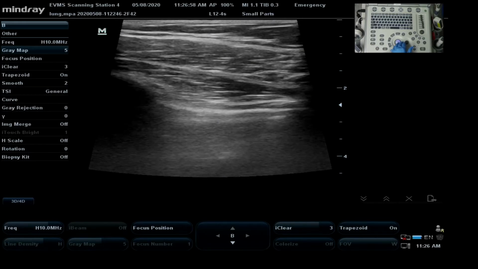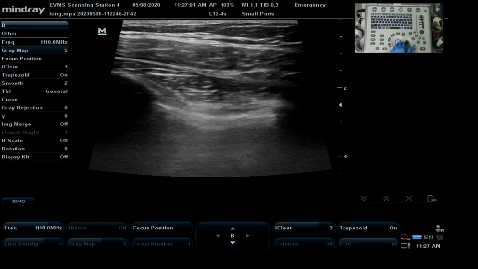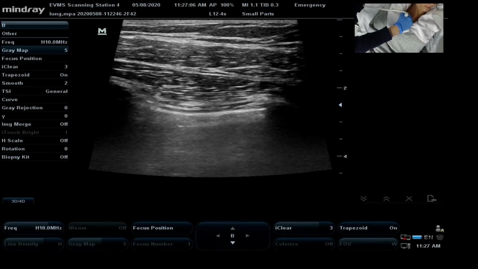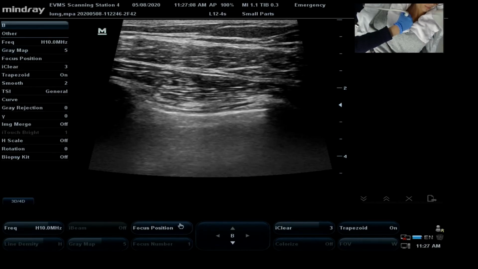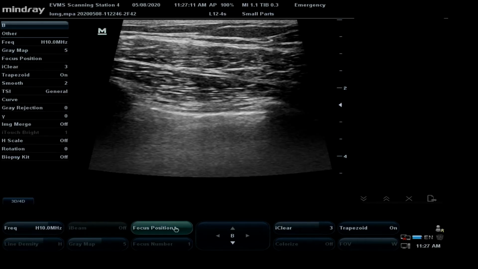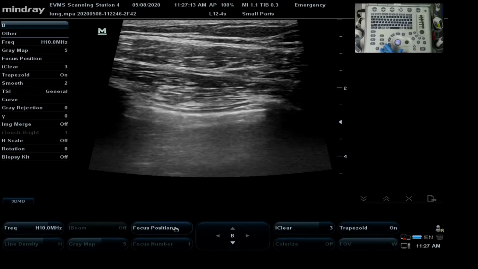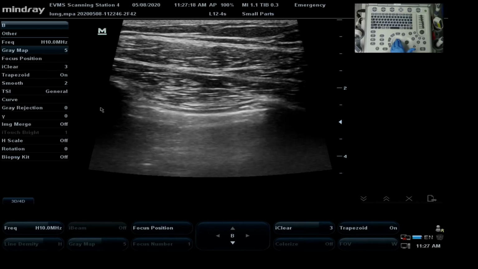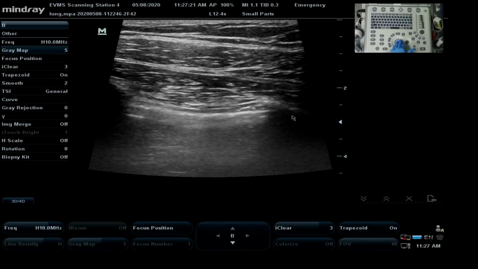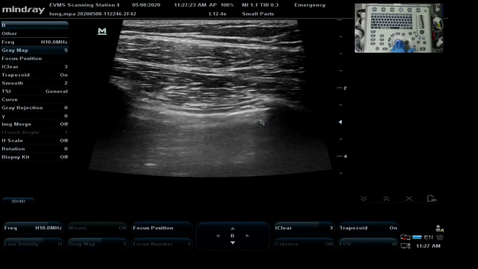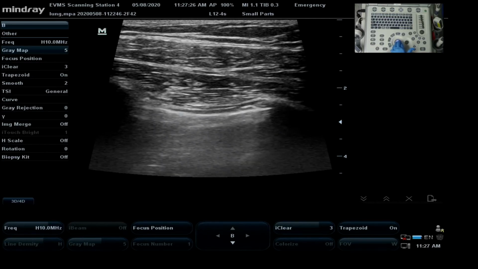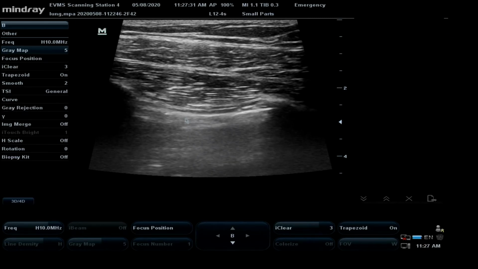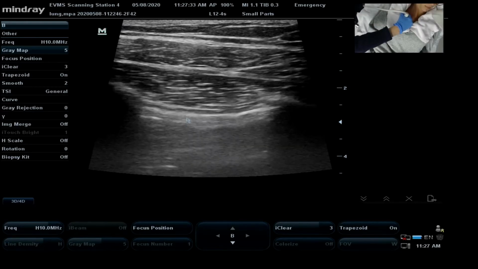Come down another lung space so we can appreciate those ribs. And I'm going to stop right there. And I'm going to put my focal zone just down here by the pleura. Here's the pleural line. And as you can see, we've got rib shadow. And as you watch this pleural line, you can see that ants walking on a trail, if you want to refer to it that way, and this would be normal lung sliding.